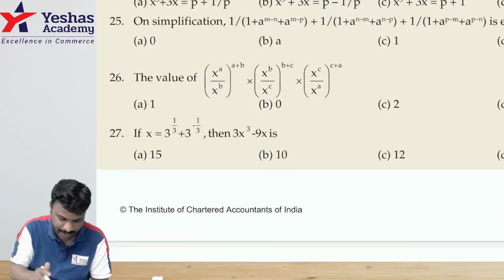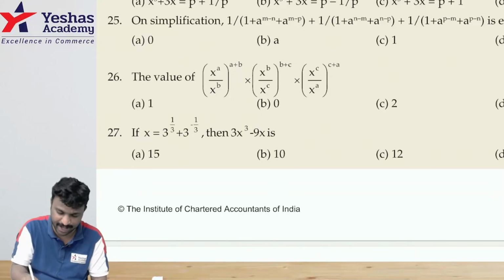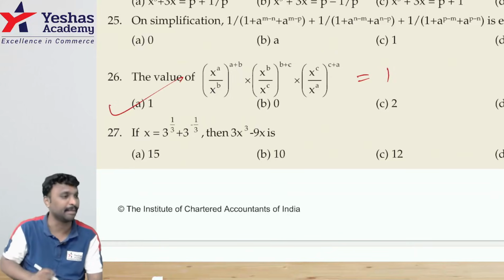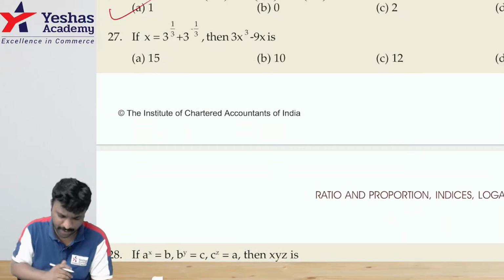Question number 26. So what sort of a question is this? Cyclic order again. The answer is 1. Option A. Guys, the next question, just now I gave you a shortcut.